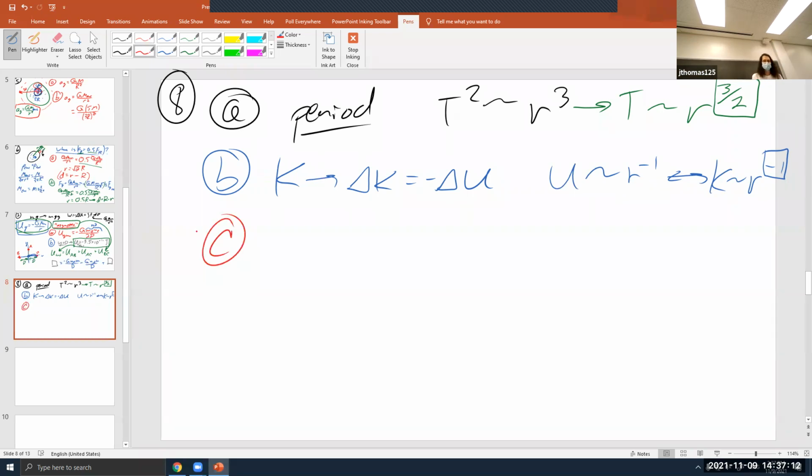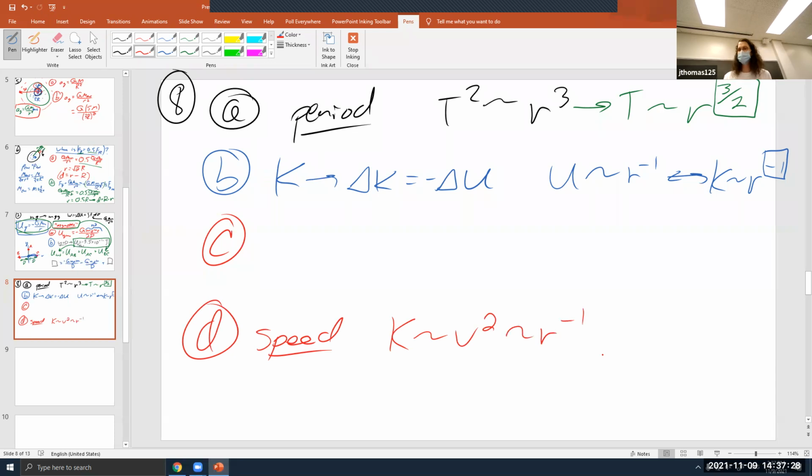For part C, they ask about the angular momentum. I'm actually going to do part D first. Part D asks about the speed. For that, we'll use our answer from part B. I know that K varies with the speed squared. And I know that it also varies with R to the minus 1. Take the square root of both sides, we get that V varies with R to the minus 1/2.